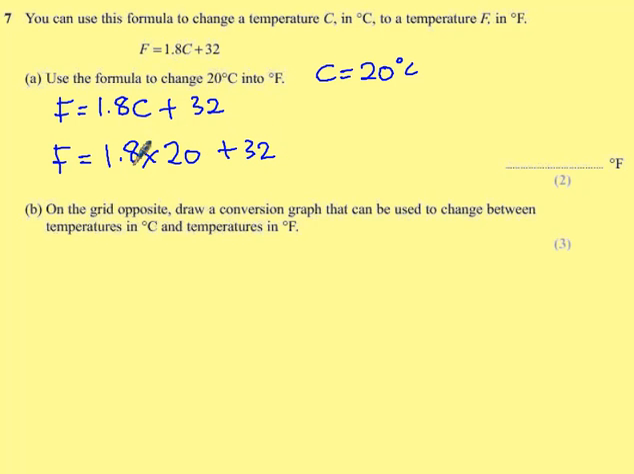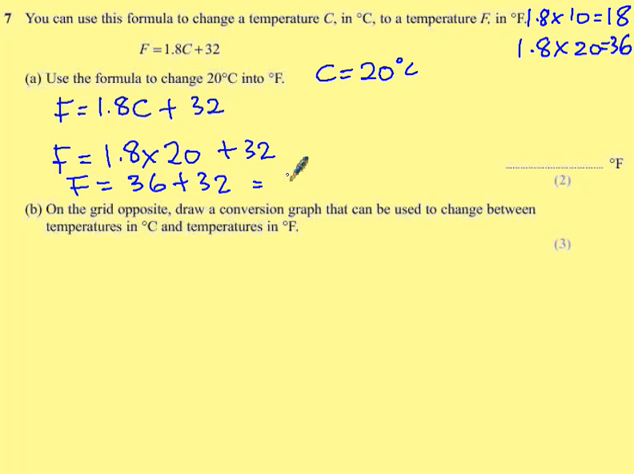Now I'm going to look at 1.8 times 20 first. If I first work out 1.8 times 10, 1.8 times 10 is 18. So 1.8 times 20, I've just doubled the 10 to 20, double the 18 to 36. So the temperature in Fahrenheit is 36 plus 32, which is equal to 68 degrees.